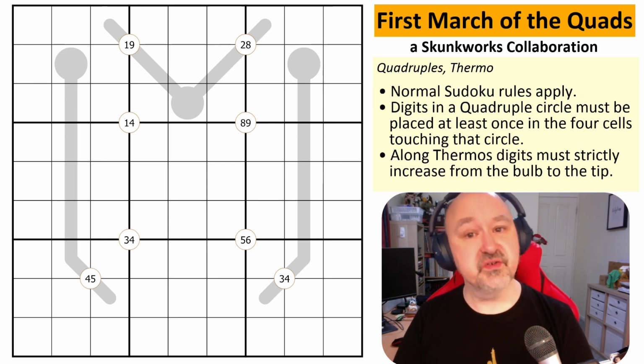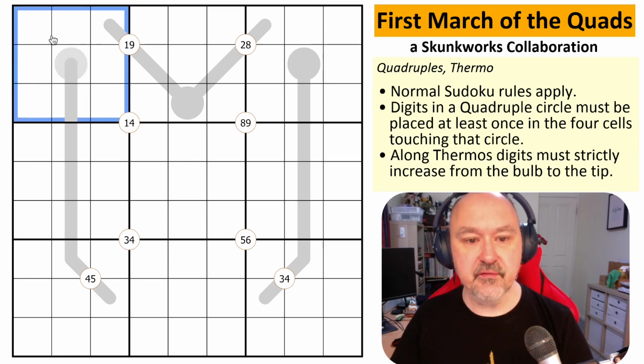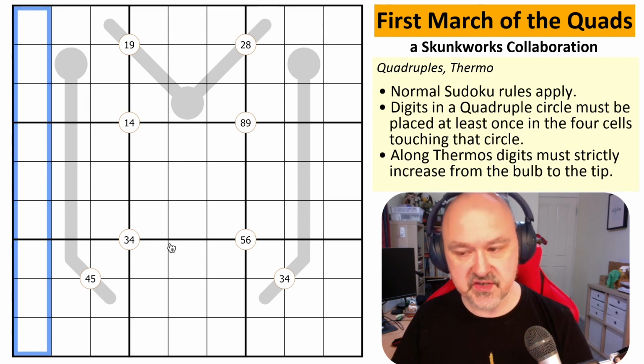But first, to demonstrate the sort of thing we've been working on, this is first March of the Quads. So how do the quadruples and their interactions with other things work? First of all, the puzzles will have normal Sudoku rules apply. So in every box, in every row, and in every column, the digits 1 to 9 will be placed without repetition. Then there will be quadruple rules.